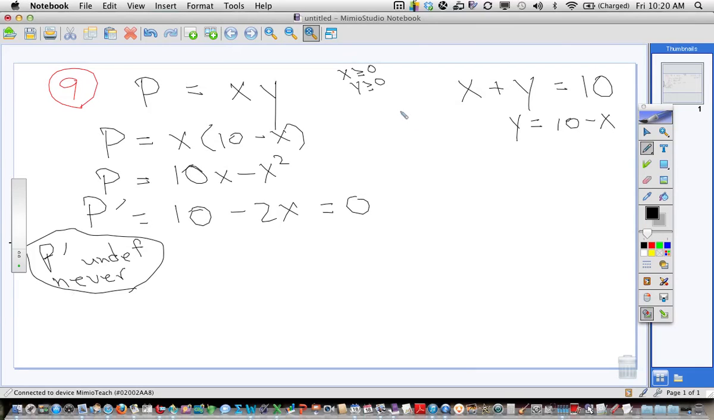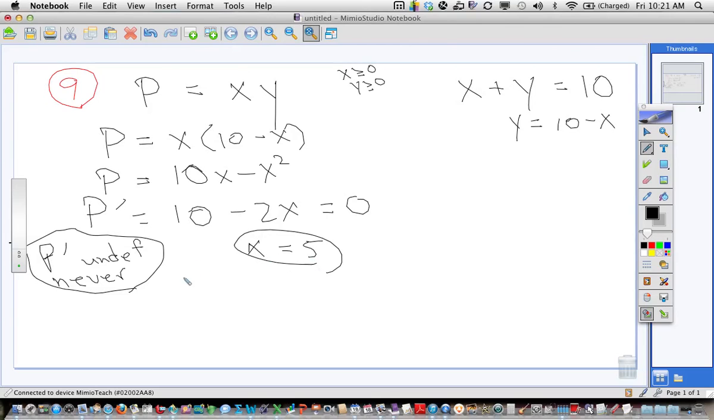So in this one, step 1 was what are we trying to maximize? Here we're trying to maximize this product. We need an equation for that product, which is what P equals XY was. So the equation you write depends on what you're trying to maximize or minimize. So we do the derivative, set it equal to 0, and that comes out to x equals 5. So that's one of our candidates. We don't have any candidates where P prime is undefined, because it never is undefined.